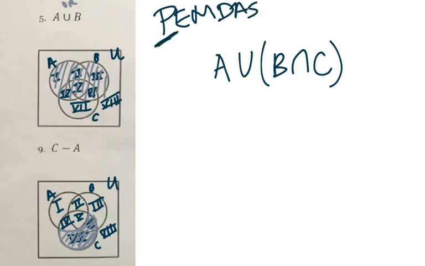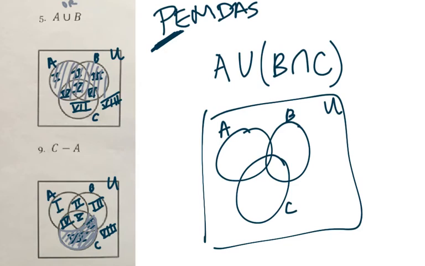You need to do your parentheses first. So we're first going to do B intersects C. B intersects C, I'm going to shade in purple. It's all the elements that are both in B and in C. Okay, then we're going to union that with A. So that's going to be everything in A plus this intersection.